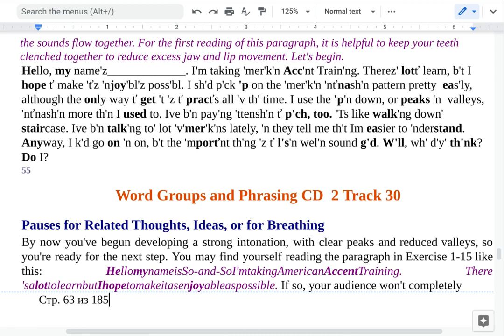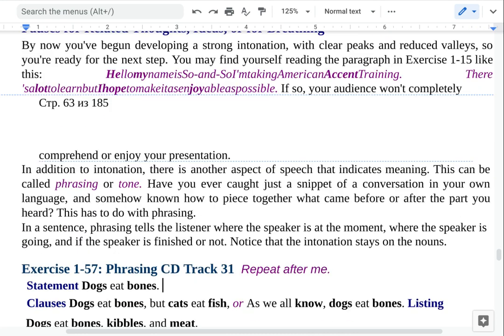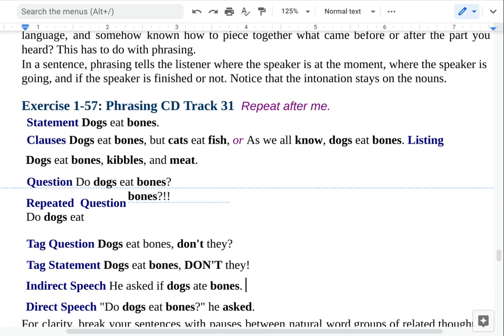In a sentence, phrasing tells the listener where the speaker is at the moment, where the speaker is going, and if the speaker's finished or not. Notice that the intonation stays on the nouns. Exercise 157. Phrasing. Repeat after me.